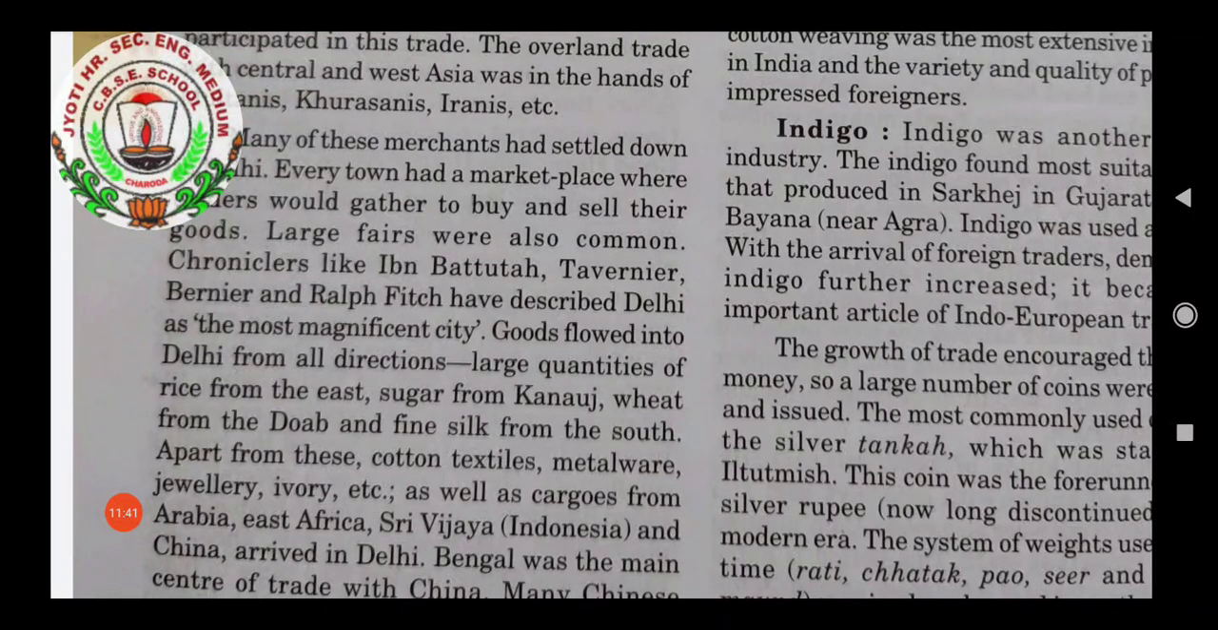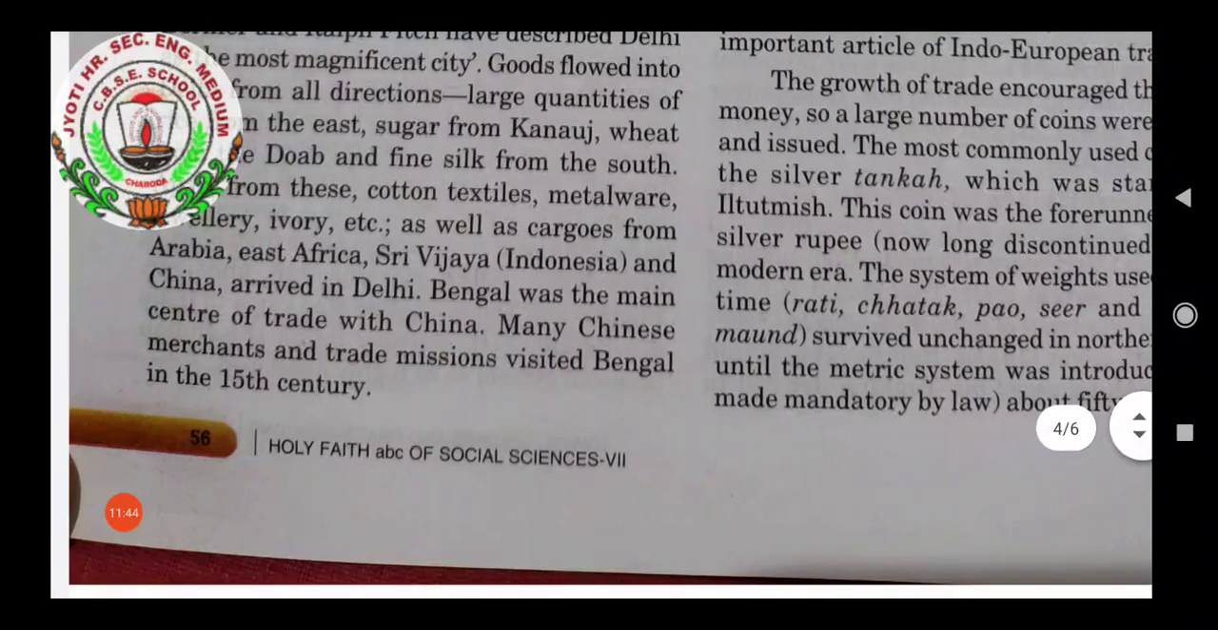were also there. And along with that, cargoes were coming from Arabia. Then cargoes were coming from East Africa, Sri Vijaya, that is in Indonesia, and China. From all these places, cargoes arrived in Delhi. Now Bengal was the main center of trade with China. Many Chinese merchants and trade missions visited Bengal in the 15th century.